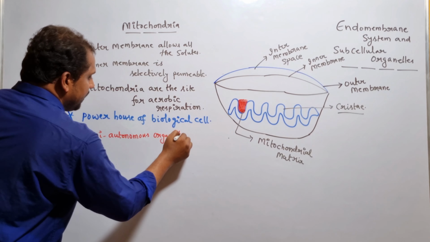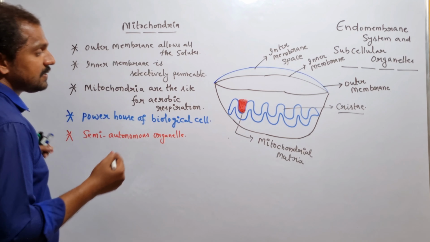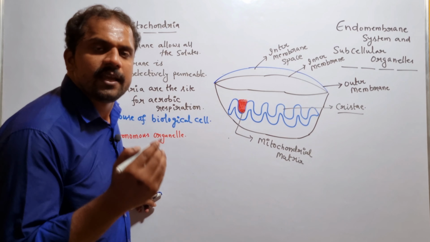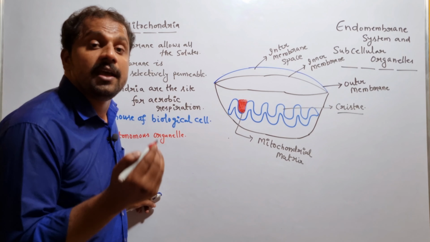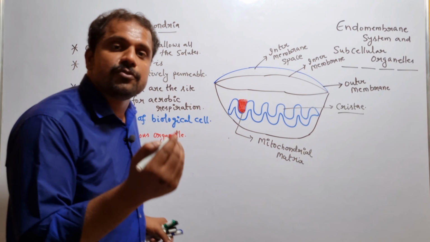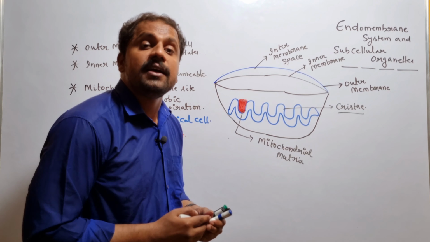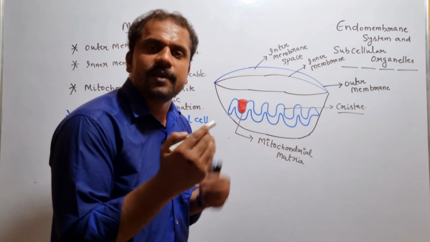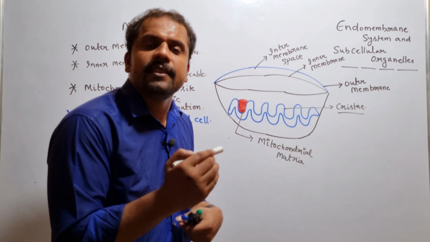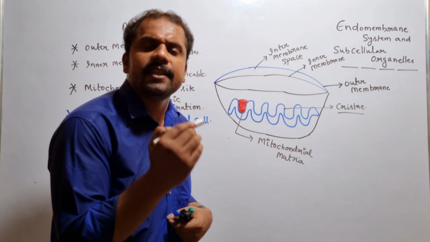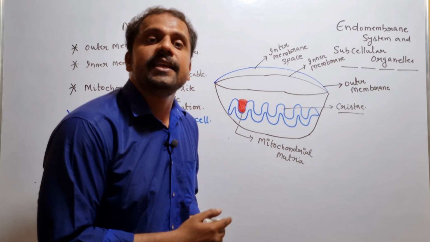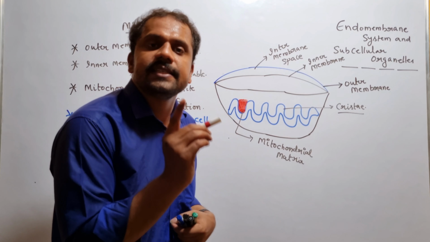Because the mitochondria have their own double-stranded circular DNA, and in addition, they have their own ribosomes. So in order to synthesize protein, the mitochondria need not take the advantage of the nucleus. Without the supervision of the nucleus, the mitochondria are capable of synthesizing their own proteins, because they possess their own genetic material and their own ribosomes. And the specific ribosomes present within the mitochondria are nothing but what? 70S ribosomes. They are not 80S ribosomes, they are 70S ribosomes.